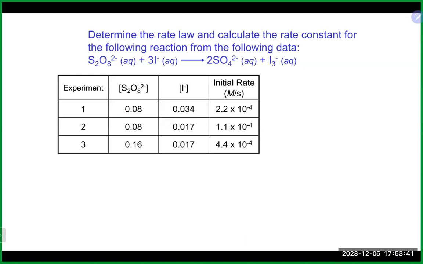All right, so why don't you try one here? Find the orders and figure out the rate law here and the value of the rate constant. So based on the information in the table, see what you come up with.